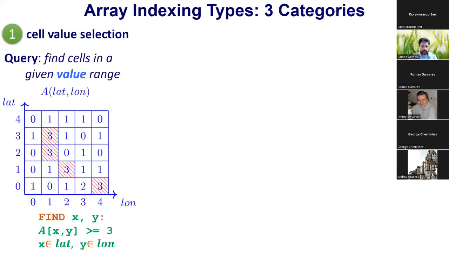State-of-the-art array DBMS index types fall into three categories. The first is cell value selection. Cell value selection indices accelerate seeking cells whose values are in a given value range. For example, select cells with values greater or equal to 3.